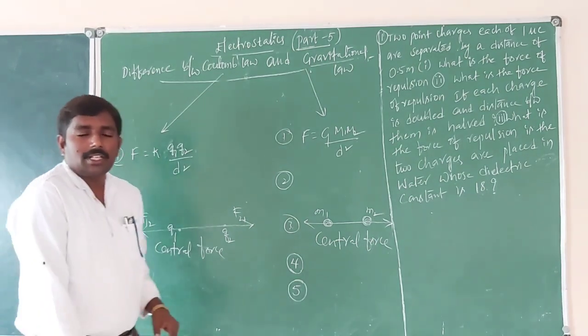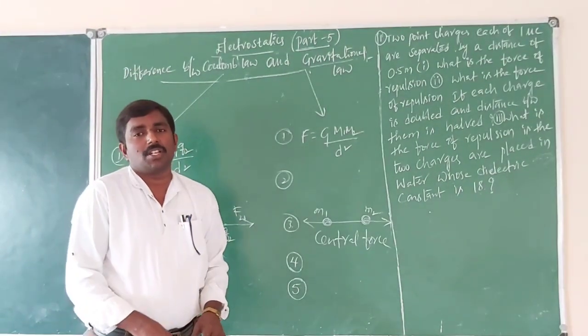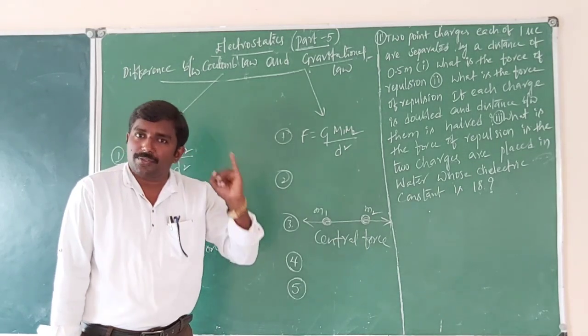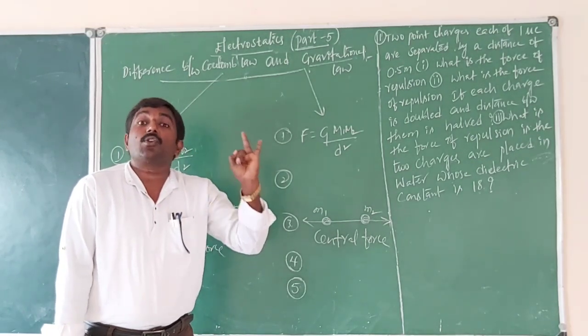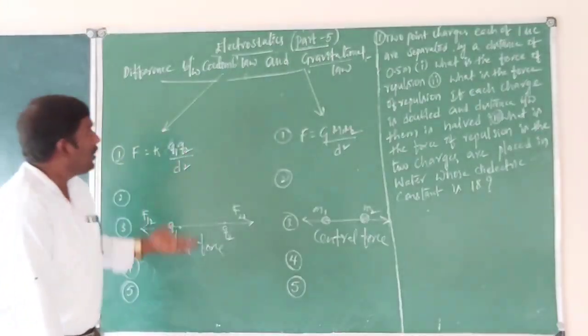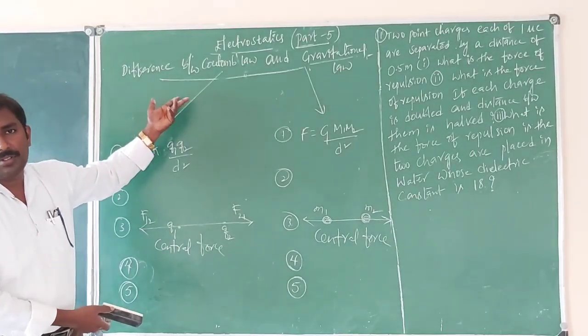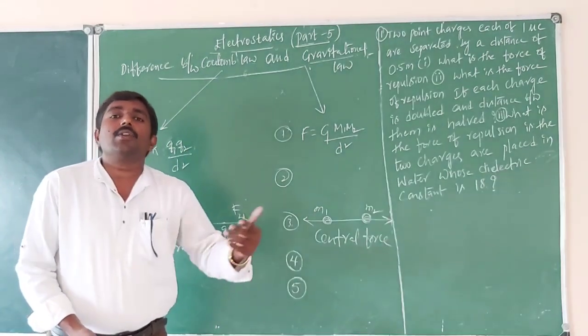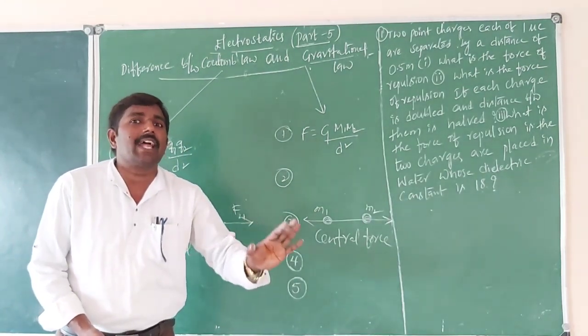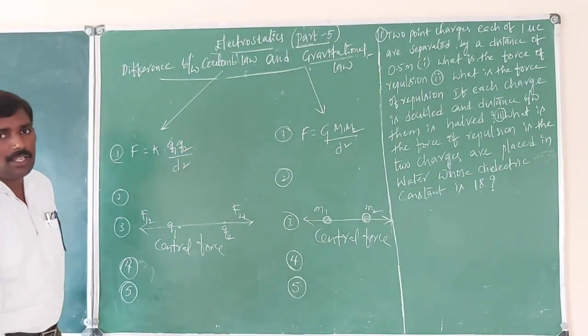So already we know that there are four basic forces in nature. First one is strong nuclear force. Second one is electromagnetic force, that is nothing but Coulomb force, electrostatic force. And third one is weak nuclear force. Last one is gravitational force.